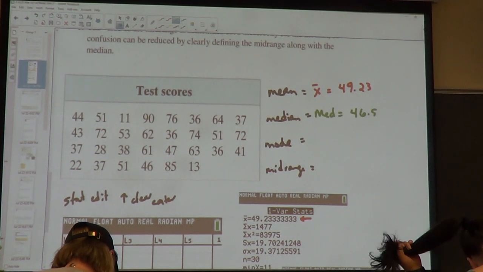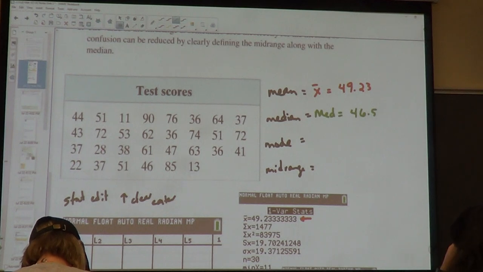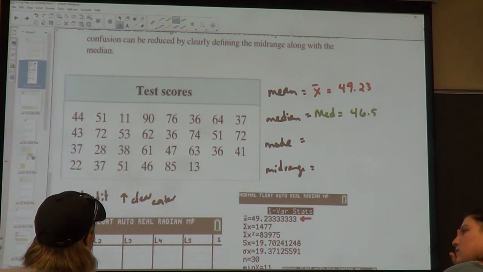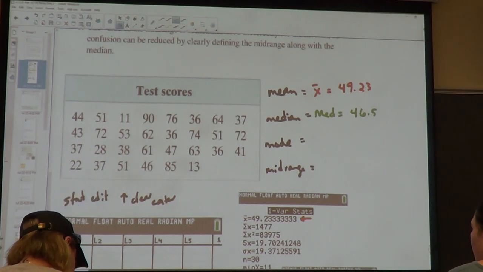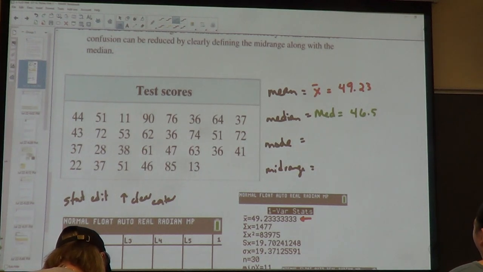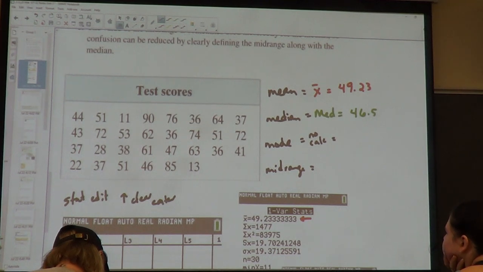If you didn't get these, you may want to go back and hit stat edit again and look at your numbers to make sure that you didn't mistype or miss something. Now, the mode is the one that you cannot do in the calculator. That is the one that appears the most. Which number or numbers appear the most?